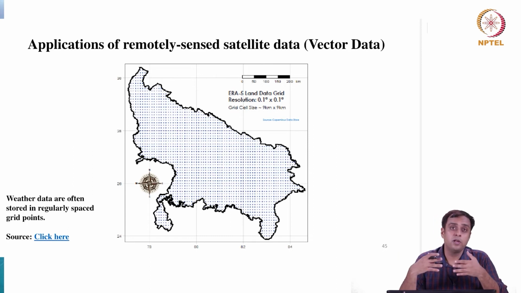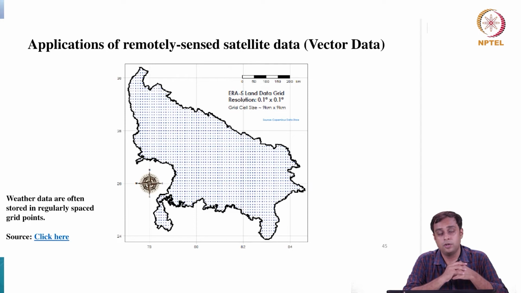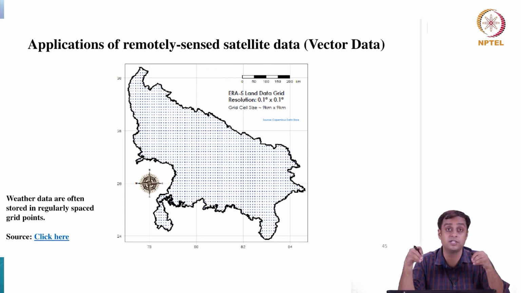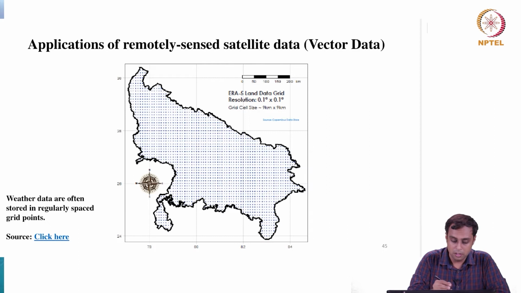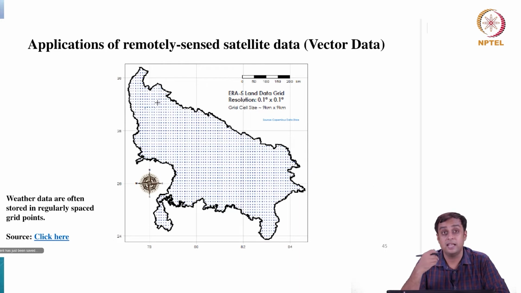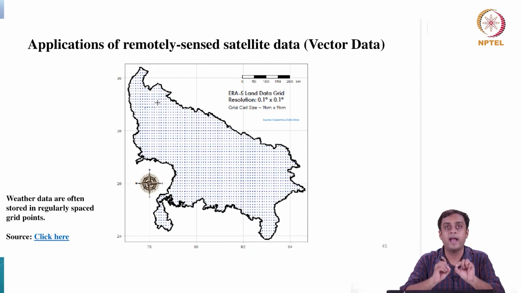One of the most popular or prominent applications of vector data is in storing weather data. Weather data are stored on weather stations or in gridded format, like you're seeing on the screen here. You have these points placed equidistantly from each other along both the x-axis and y-axis. This is the region of Uttar Pradesh, and each point in space has a daily record of minimum temperature, maximum temperature, precipitation, and so on. So the data are stored at these point locations.